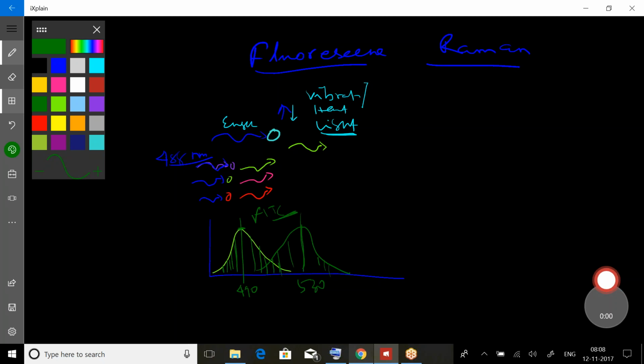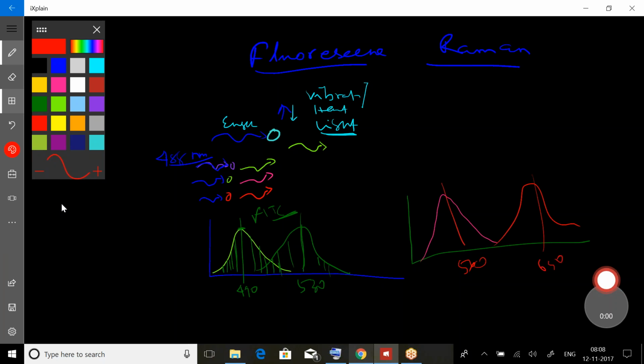Different fluorochrome molecules might have similar excitation spectra, and they differ in the emission spectra. So I'm giving another example, with the excitation spectra here and the emission. Here the excitation is, for example, around 560, and it is emitting at 650. I'm just giving arbitrary examples.